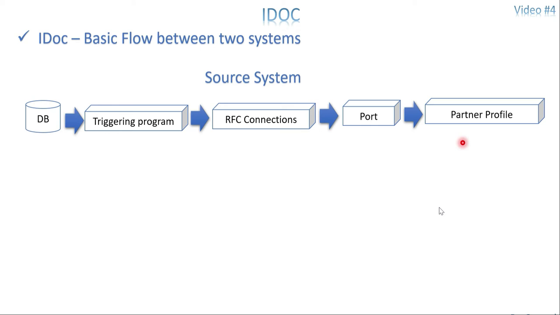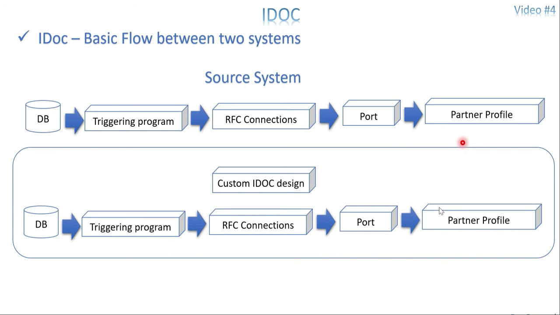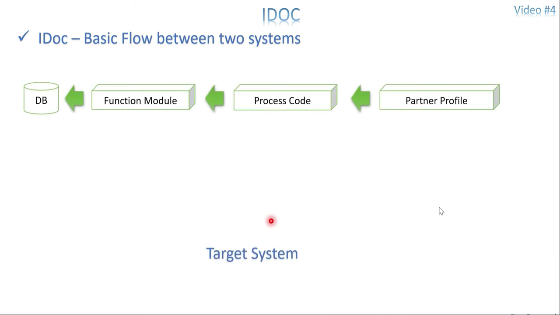Okay, so now we are going to do the same configuration. Along with that, I'm going to be using a custom IDOC design. So probably here I used MATMAS. Here I'm going to use a ZRY custom design structure, or IDOC message type and then basic IDOC type. Okay, so that is the only change in the source system. Same thing for your target system also.